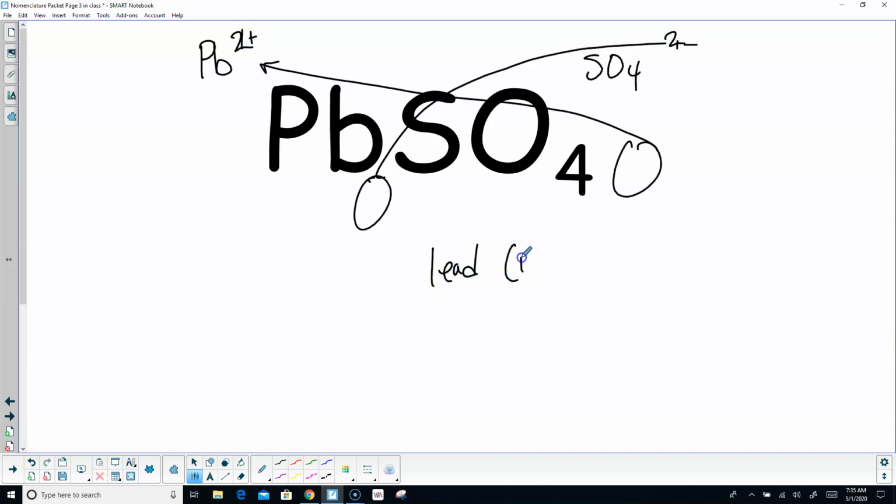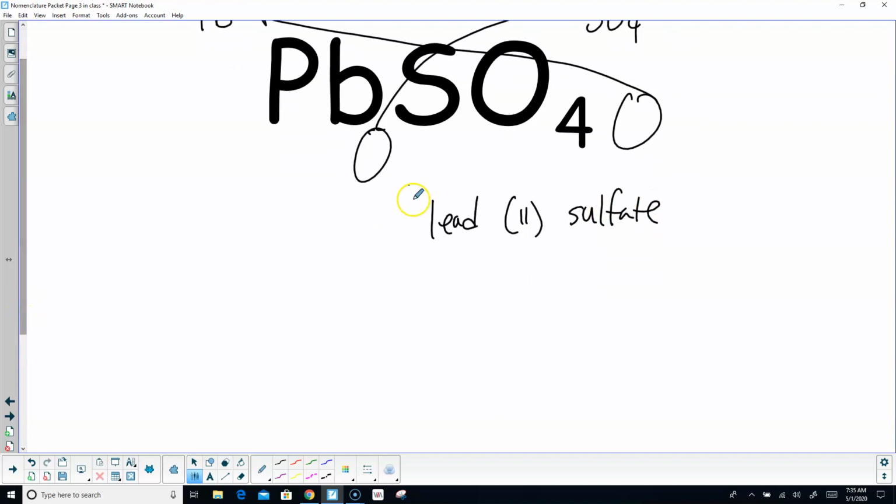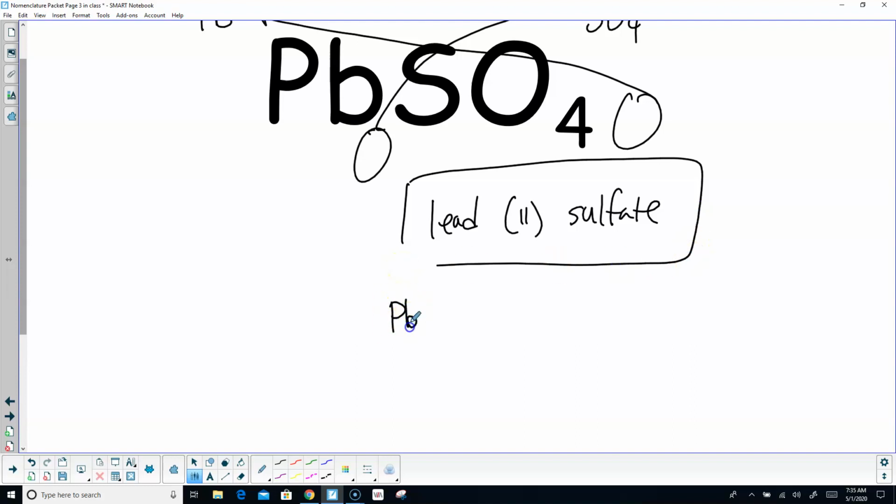This is lead 2 sulfate. It has to be lead 2. And here's another way of thinking about it. So there's lead 2 sulfate. If you think about it from the formula part, if lead's charge is 2 plus and sulfate is 2 minus, if they're equal and opposite, they reduce or cancel or simplify. PbSO4. So lead 2 sulfate.